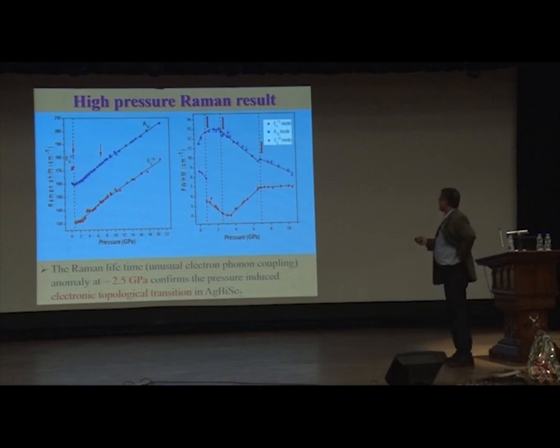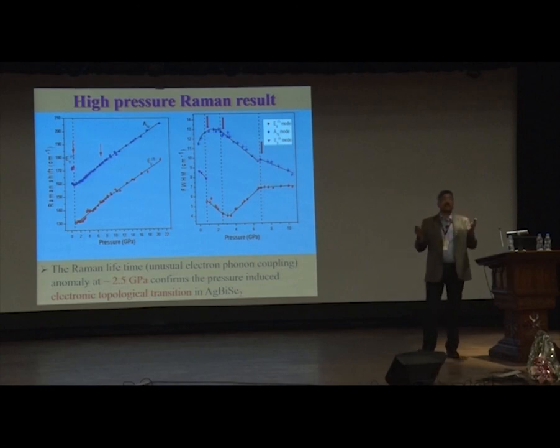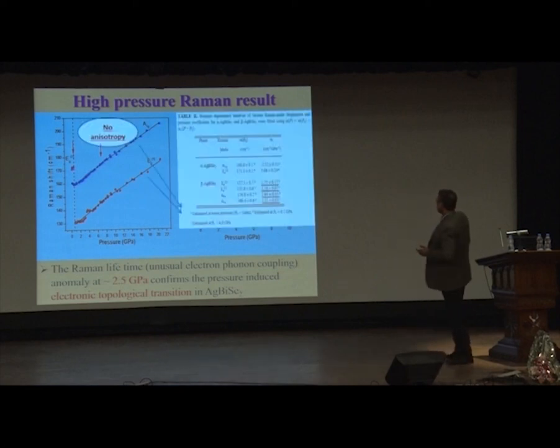Now, when you look at the lifetime, the FWHM, you immediately see a very interesting behavior. There is a phase transition around 0.7 GPa, but around 2.5 GPa, you see a very strong anomaly in the lifetime of the A1g. So there is no change in the frequency, but there is a strong effect on the FWHM. And around 7 to 8 GPa, we see associated with this a change in the slope of this system. So let us look at this carefully.